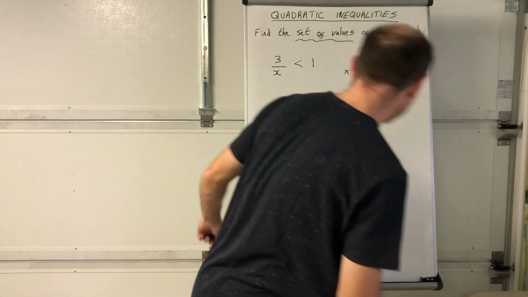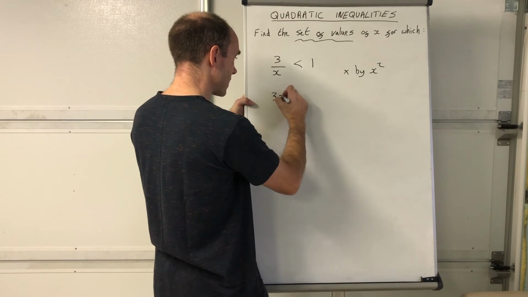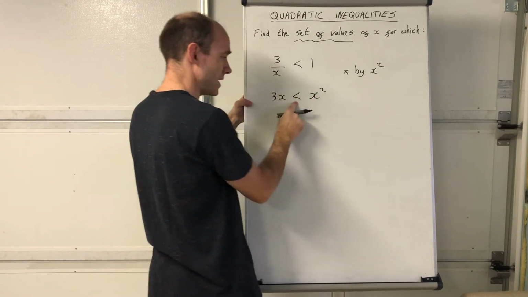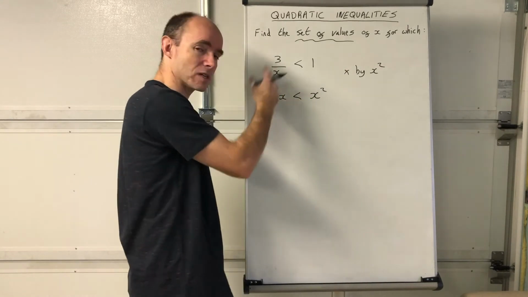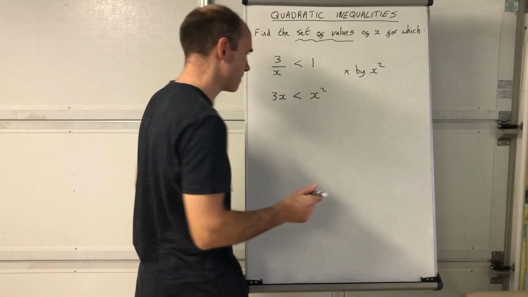So I'm going to do that now. If I multiply both sides by x squared, I'm going to get 3x on the left, and I'm going to get x squared on the right. And the inequality is not changed. It's still 3x is less than x squared, because I basically multiplied both sides by a positive number. I'm hoping that made sense to you.